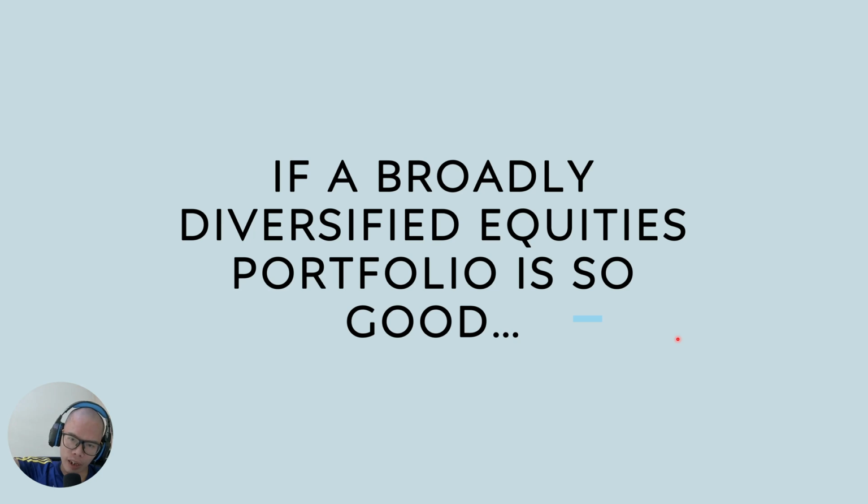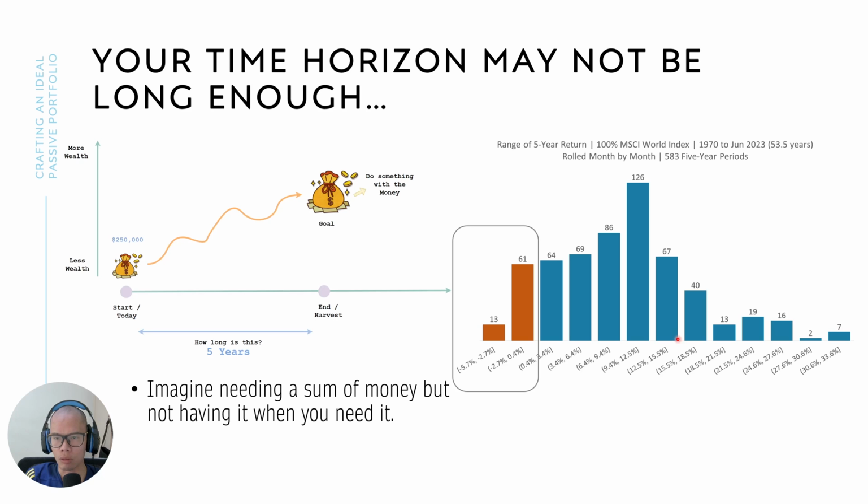Now, if I say that I think equities give you the highest return, and broadly diversified equities is so good, then why do we consider other kinds of allocations other than that? Why do we add this, add that into it? Now, the first thing is that your time horizon may not be long enough. Some of your goals might be 5 years.